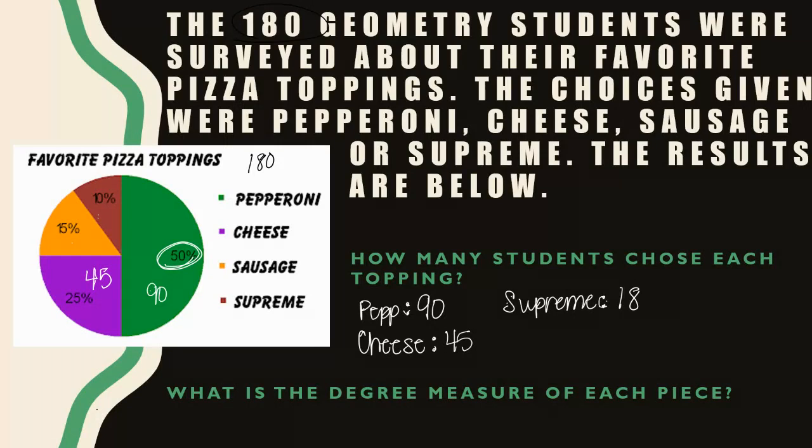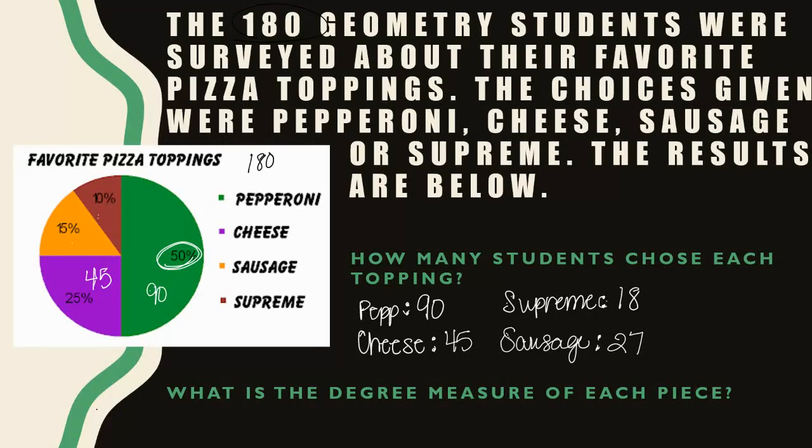And then to find the remaining, I could just subtract all these numbers from 180. I could subtract the 18 from 45 since I know that's how many are left. Either way, I get that the sausage are 27 students. So now I know how many students chose each piece.